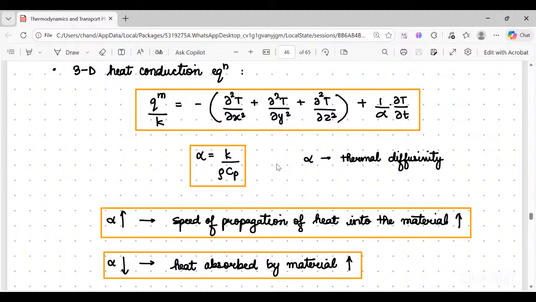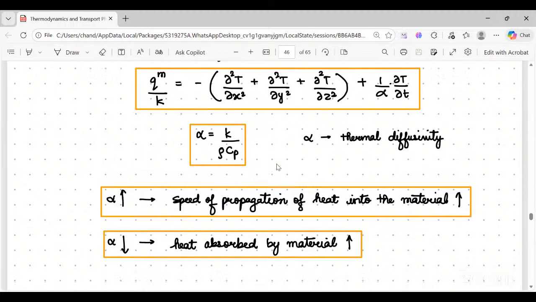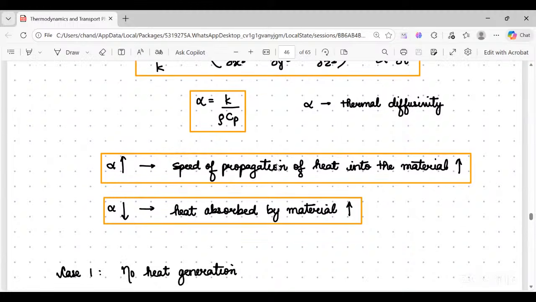If alpha is increasing, it means the speed of propagation of heat into the material will increase. Alpha is nothing but the coefficient of thermal diffusivity. So this is thermal diffusivity. If alpha, the thermal diffusivity, decreases, heat absorbed by the material increases.